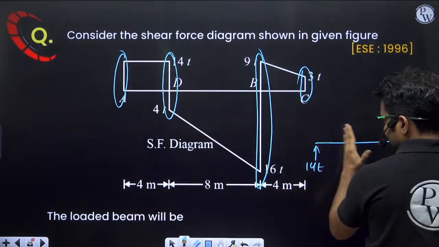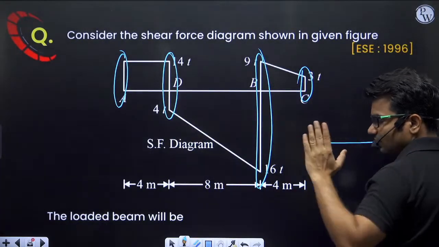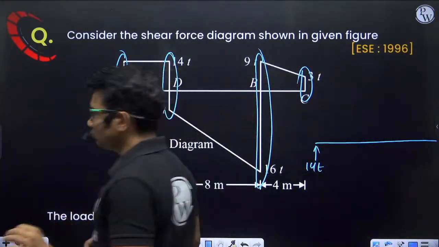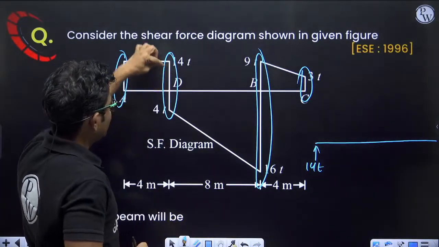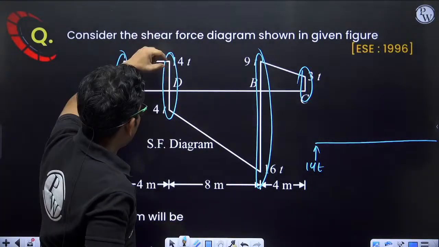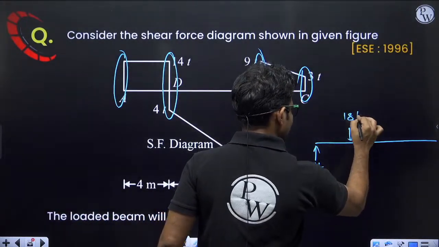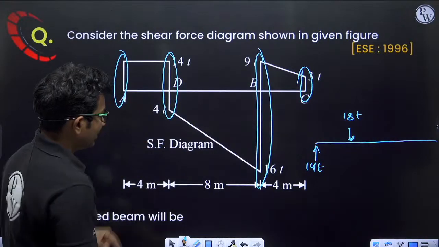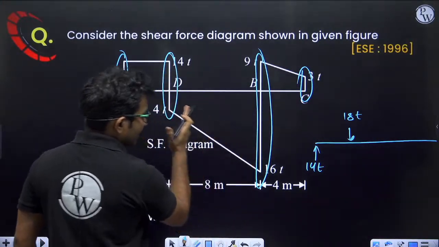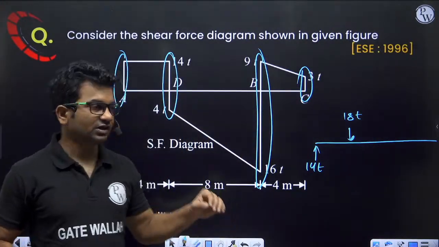From here to here, no change in shear force, so there is no loading. Zero change in shear force, so zero loading. At this location there is downward load of 14 plus 4, 18 ton. Downward load of 18 ton. Okay, from here there is a linear change in shear force.